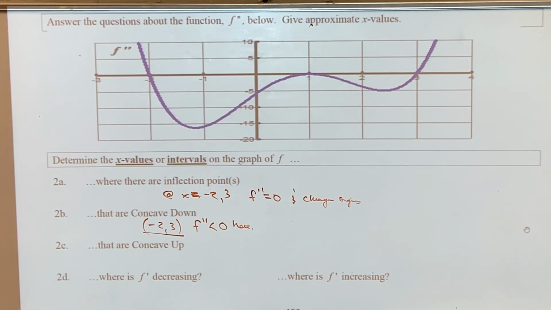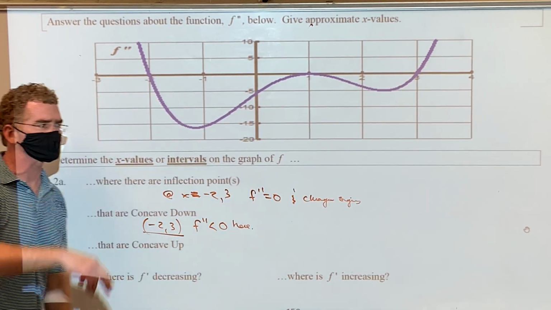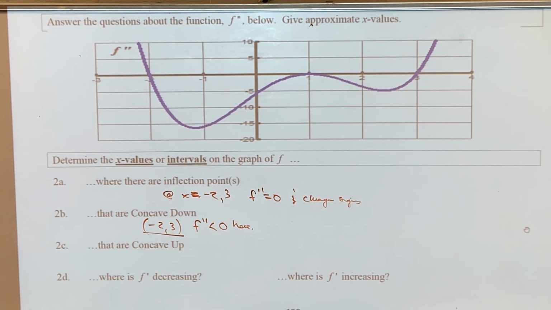And then concave up, -3 to there, 3 to there. And don't put brackets on any of this stuff. Reserve brackets usually for domains and ranges, things like that, but not for intervals of whatever.